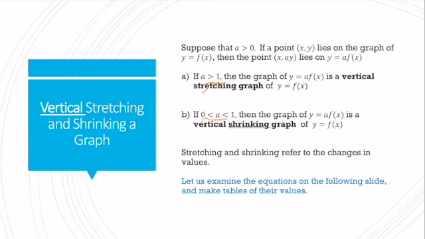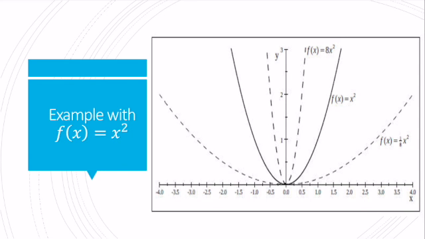Otherwise, if it's a fraction, so between 0 and 1, well, there are fractions greater than 1, but i.e. a proper fraction, we have a vertical shrinking. So let's take a look at that. See, here I have this vertical stretching. It's growing so much faster vertically when I have a greater than 1. And when I have an a that's less than 1 but greater than 0, my values shrink. So here we have our stretch, and here we have our shrink.